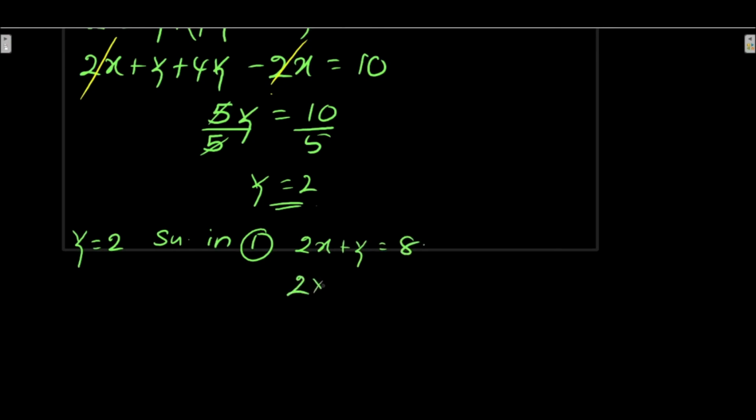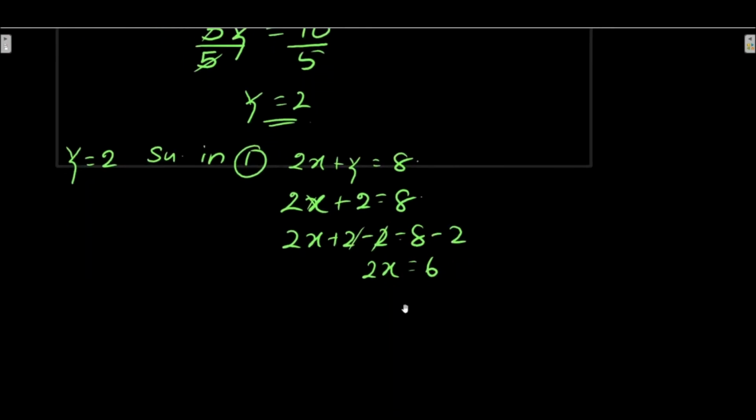Then 2x plus y equal 8, and you don't know x, but y equal 2. So 2x plus 2 minus 2 equal 8 minus 2. 2x equal 6. Now it is a simple equation. Then divide by 2, x equal 3. Now you can see y equals 2, x equals 3. These are the answers for your equations. Okay.